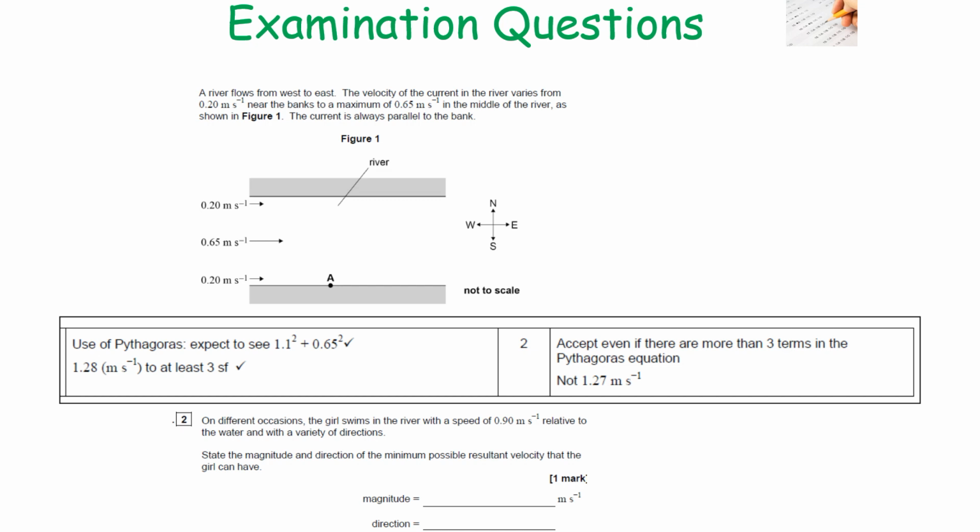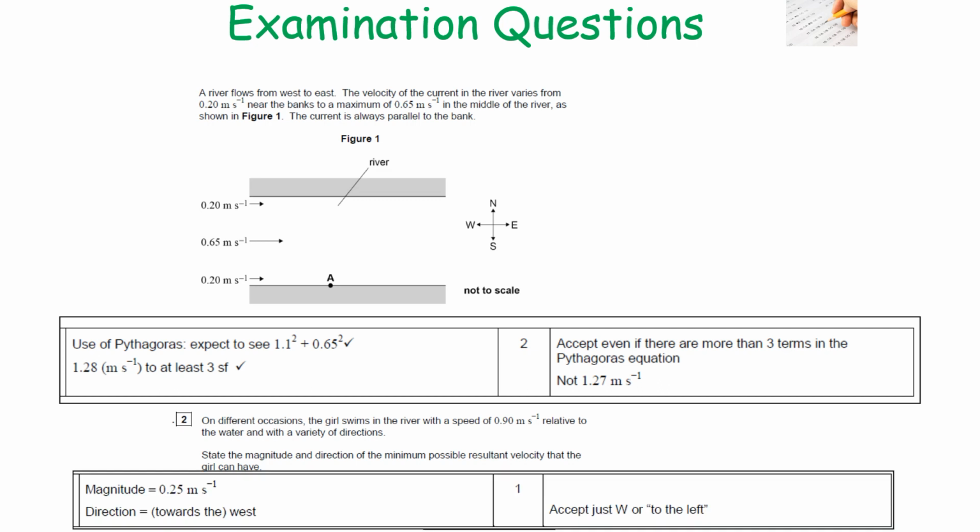Now in the next one, it says that she could swim in any direction with a speed of 0.90 meters per second. What's the minimum possible resultant force the girl can have? Well, if you have them in two opposing directions, they'll always add to give a bigger value. So the only time you're going to get the lowest possible value is when they're in the same plane and one's acting in the complete opposite direction to the other. So the minimum possible resultant force the girl can have is going to be 0.90 minus 0.65, in the opposite direction, so she'd have to be swimming against that, which is due west, so your answer is 0.25 meters per second.